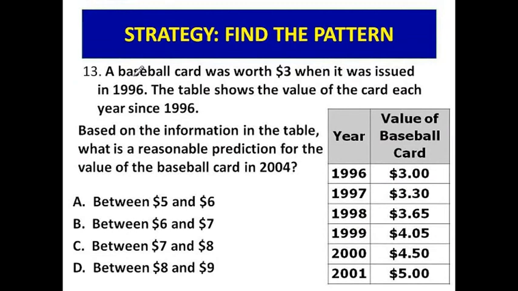Okay, this one says a baseball card was worth $3 when it was issued in 1996. The table shows the value of the card each year since 1996. Based on the information in the table, what is a reasonable prediction for the value of the baseball card in 2004? All right, 1996, 1997, 98, 99, 2000, 2001. We want it all the way up to 2004. So I would look to see how the value of the card is increasing from year to year.